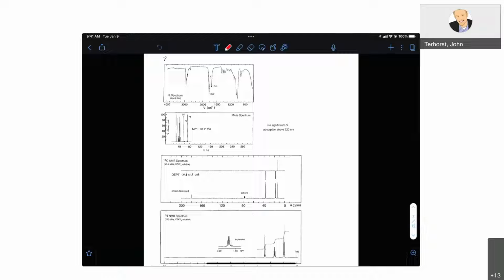You have a compound, you have no idea what it is. You don't know how many carbons you have, you don't know what elements might be there. All you're relying on is infrared spectroscopy, mass spectrometry, and various flavors of NMR.